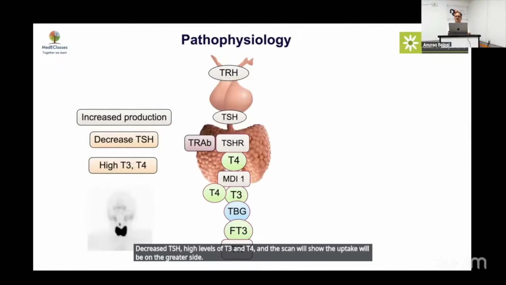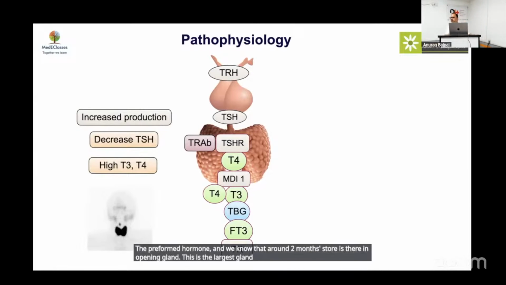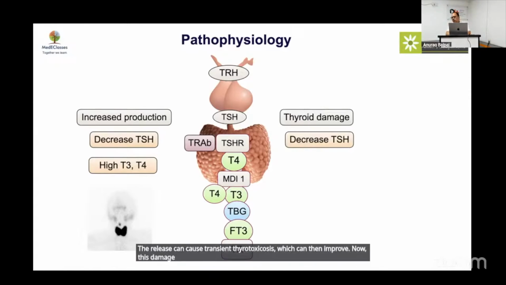On the other hand, if there is damage to the thyroid gland because of various causes, the preformed hormone, and we know that around 2 months of store is there in the gland, this is the largest store in that perspective, it stores for 2 months. The release can cause transient thyrotoxicosis, which can then improve. Now, this damage is associated with decreased TSH, high levels of T3 and T4, and there will be absent uptake on the thyroid scan.